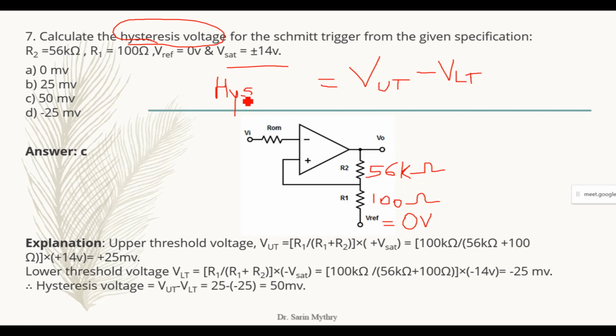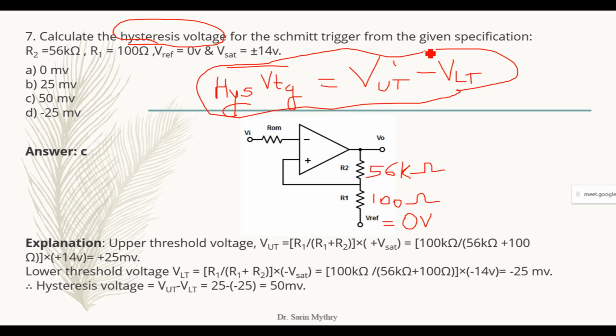So just now we have seen that hysteresis voltage is linked up with the upper threshold voltage and the lower threshold voltage. The relation is that the upper threshold voltage minus the lower threshold voltage will ultimately give me the formula of hysteresis voltage. So that's the reason why we are going to find out the upper threshold voltage first and the lower threshold voltage from this circuit diagram.